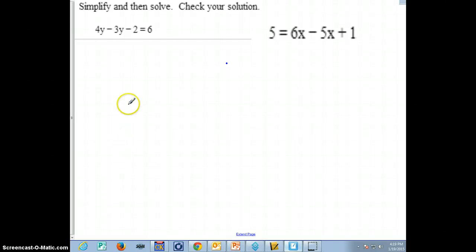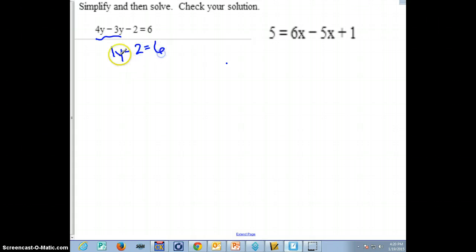Okay, let's continue our conversation about solving equations. Now I'm going to go through these. You know how to check them if you need to, but I want to go through these to make sure you understand how to solve them. So in problems, look for things like 4y minus 3y, something I can actually solve. If I take 4y and take away 3y, I'm left with 1y.